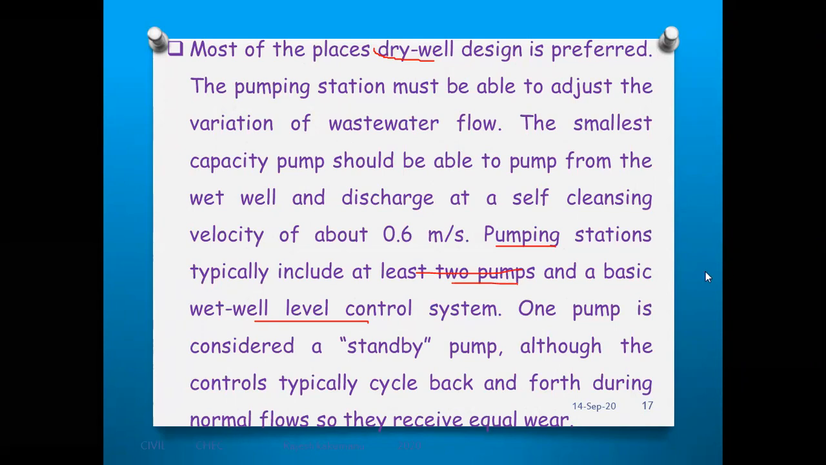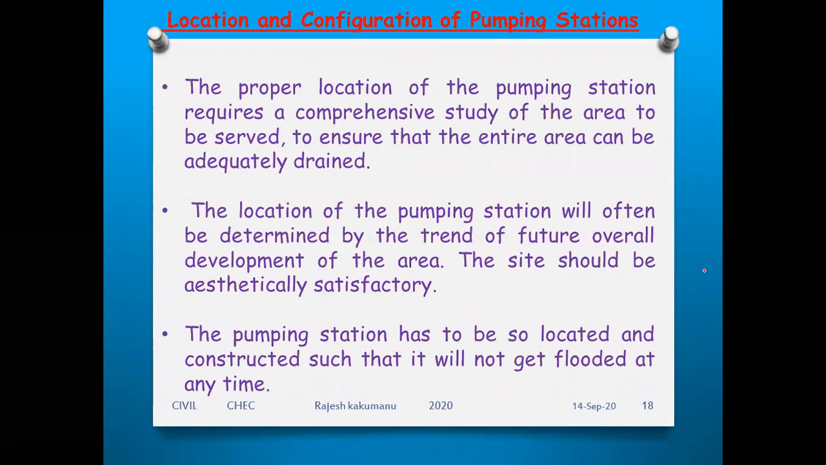Next, the location and configuration of the pumping stations. The proper location of the pumping station requires a comprehensive study of the area to be served to ensure that the entire area can be adequately drained. So whenever you are selecting the place to install the pumping station, we have to ensure that the entire area can be easily drained, and properly drained if there is any problem.